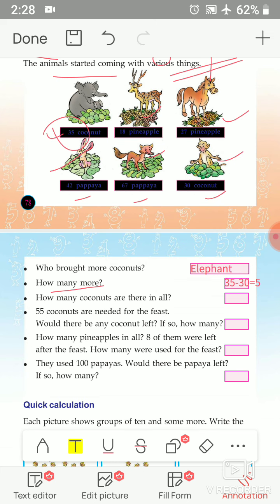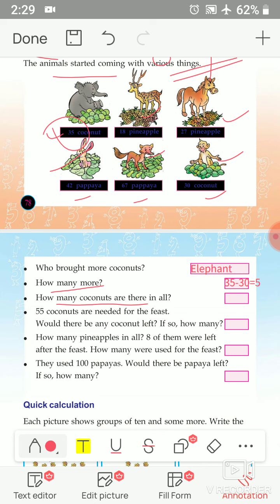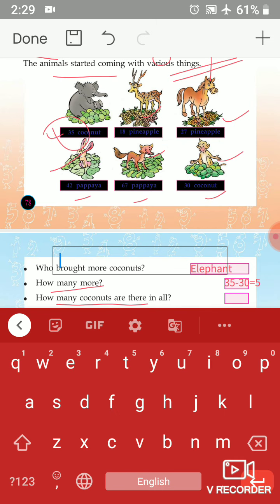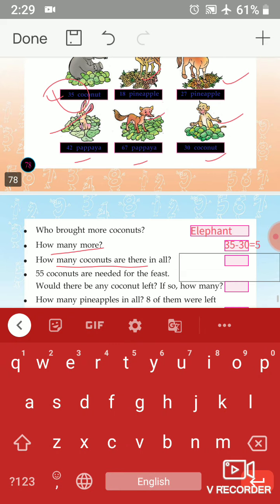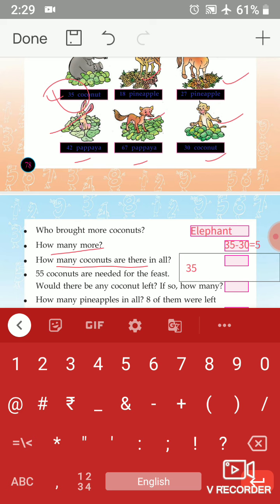Okay. Then next question. How many coconuts are there in all? Then what will we do? Yes, add it. That means we have to add the total number of coconuts. That is 35 plus 30. All of you add, down to down. 35 plus 30.